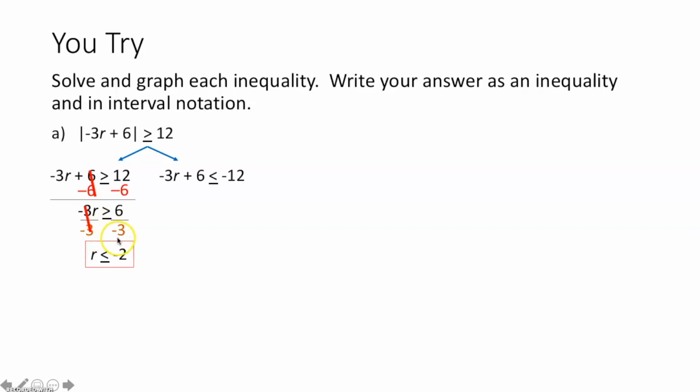Because I divided by a negative number. Do not forget, when you multiply or divide by a negative number, you must flip your sign in an inequality.